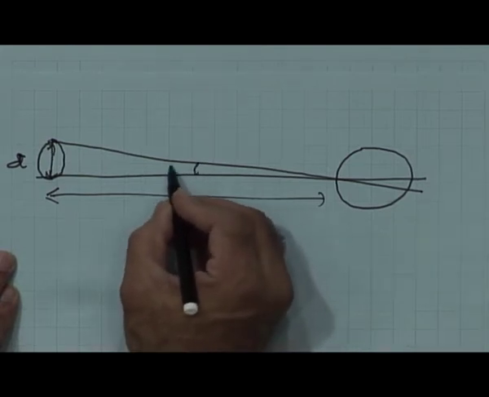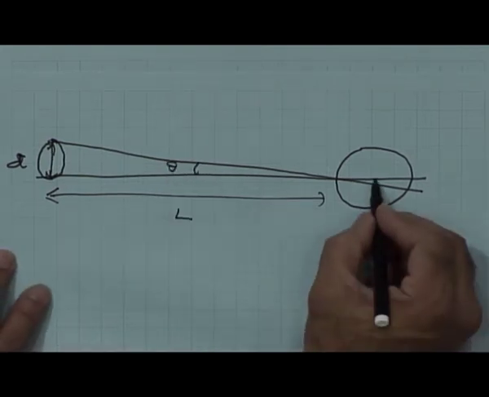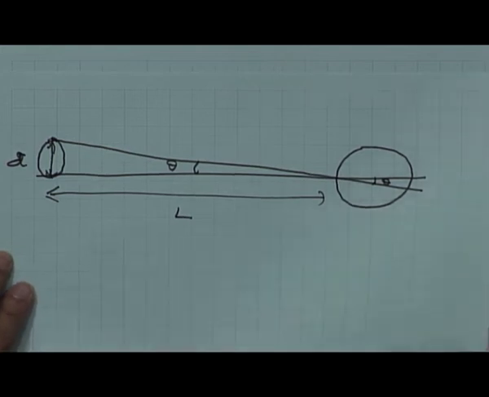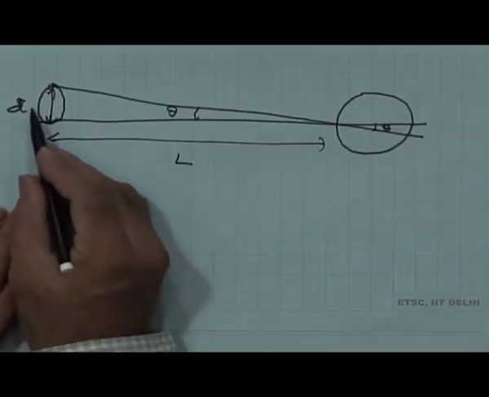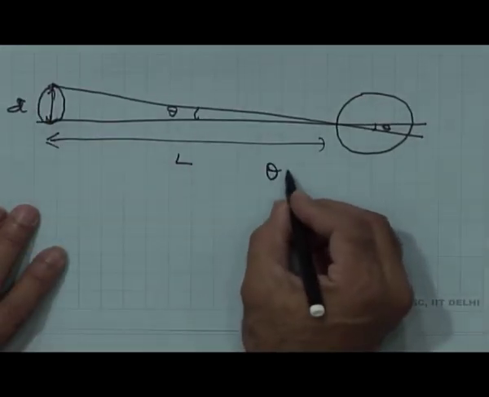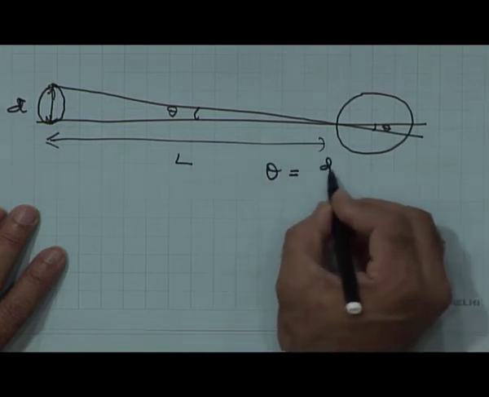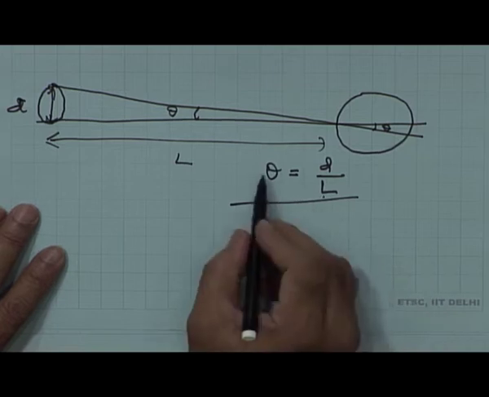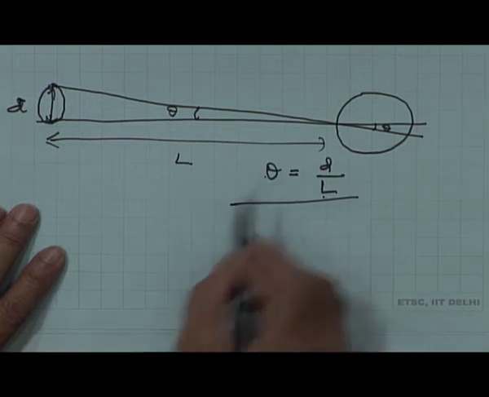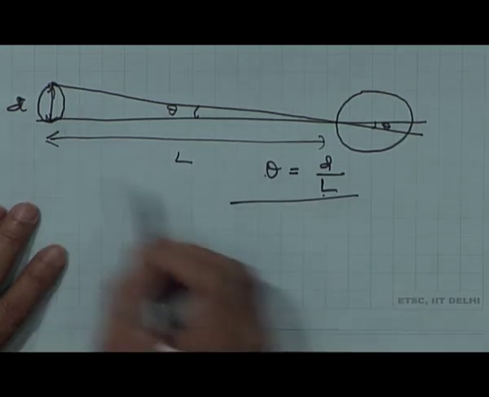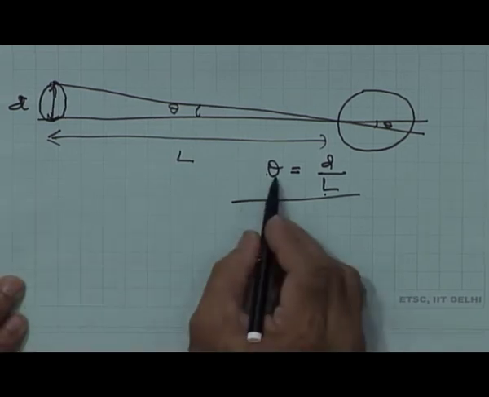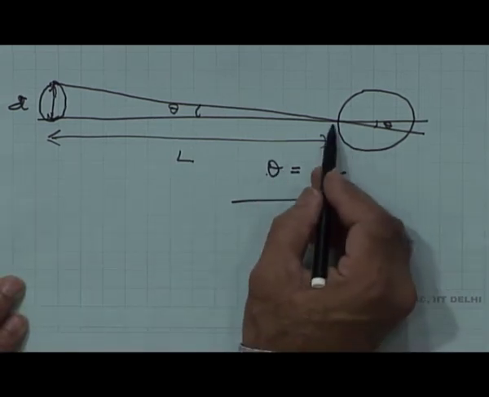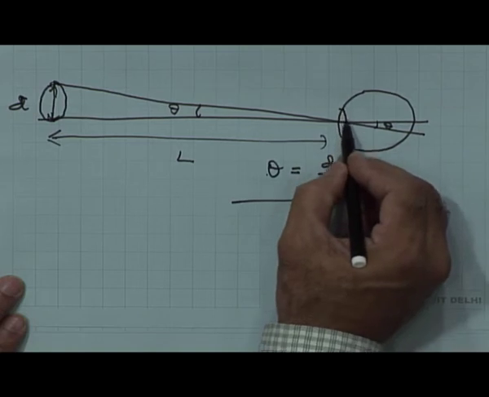This is angle theta, the same as the angle theta here. Now, therefore, d is equal to L theta, or theta is equal to d by L. So, as L increases, d becomes smaller and smaller. For example, we can calculate what is this theta subtended at the human eye. So, this is the human eye.